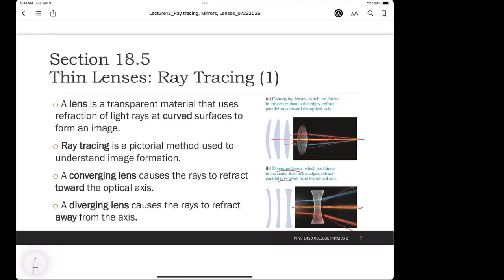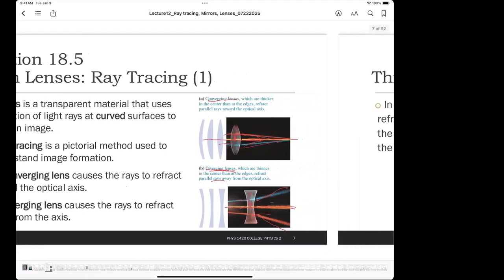You can see this convergent lens is thicker in the center than at the edges, so it can refract parallel lines towards the optical axis. But the divergent lens is thinner in the center than at the edges, so this divergent lens will refract parallel lines away from the optical axis. Does it make sense to you? Okay, let's continue to talk about thin lenses.